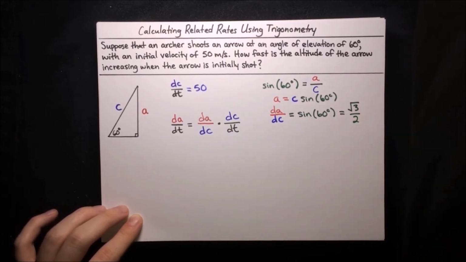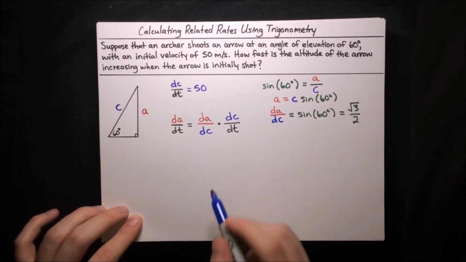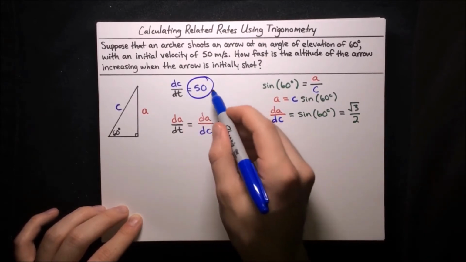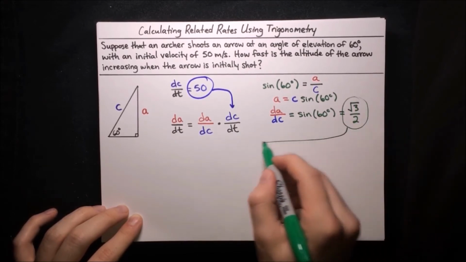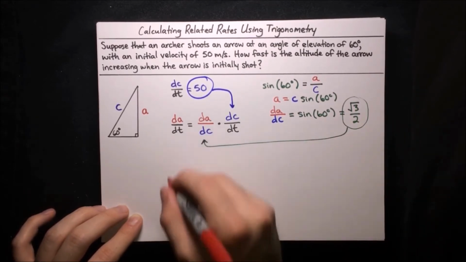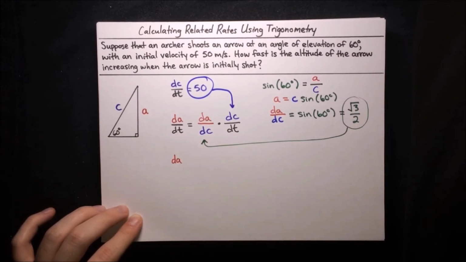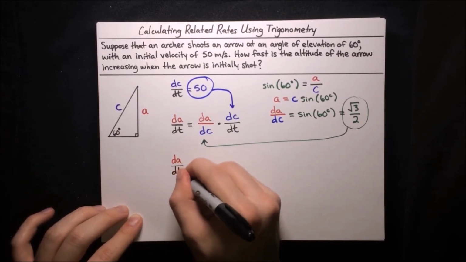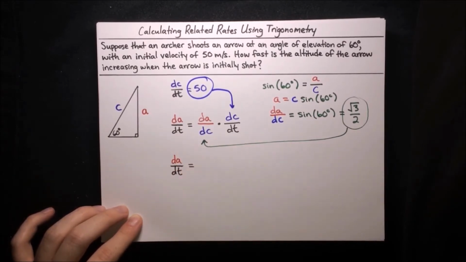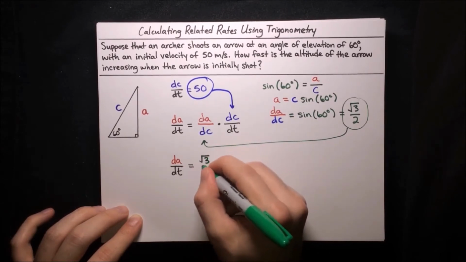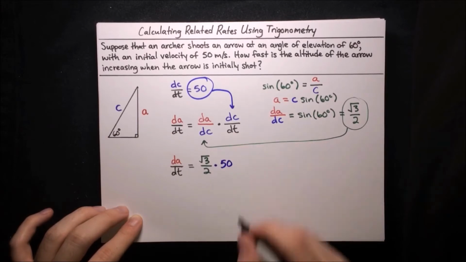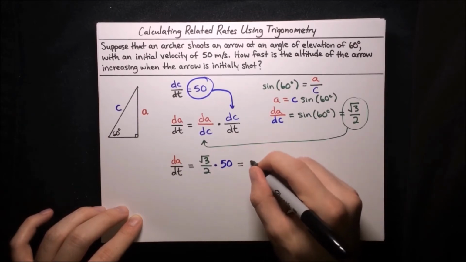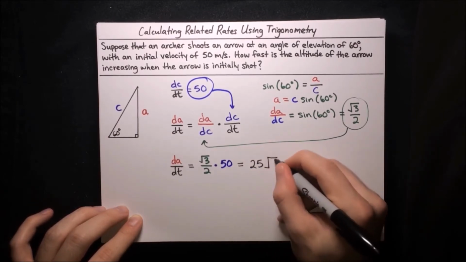Great, so now we can just go ahead and substitute into this product. 50 will go in for dc/dt, and root 3 over 2 will go in for dA/dc. And the result is that dA/dt is equal to root 3 over 2 times 50, which comes out to 25 root 3.